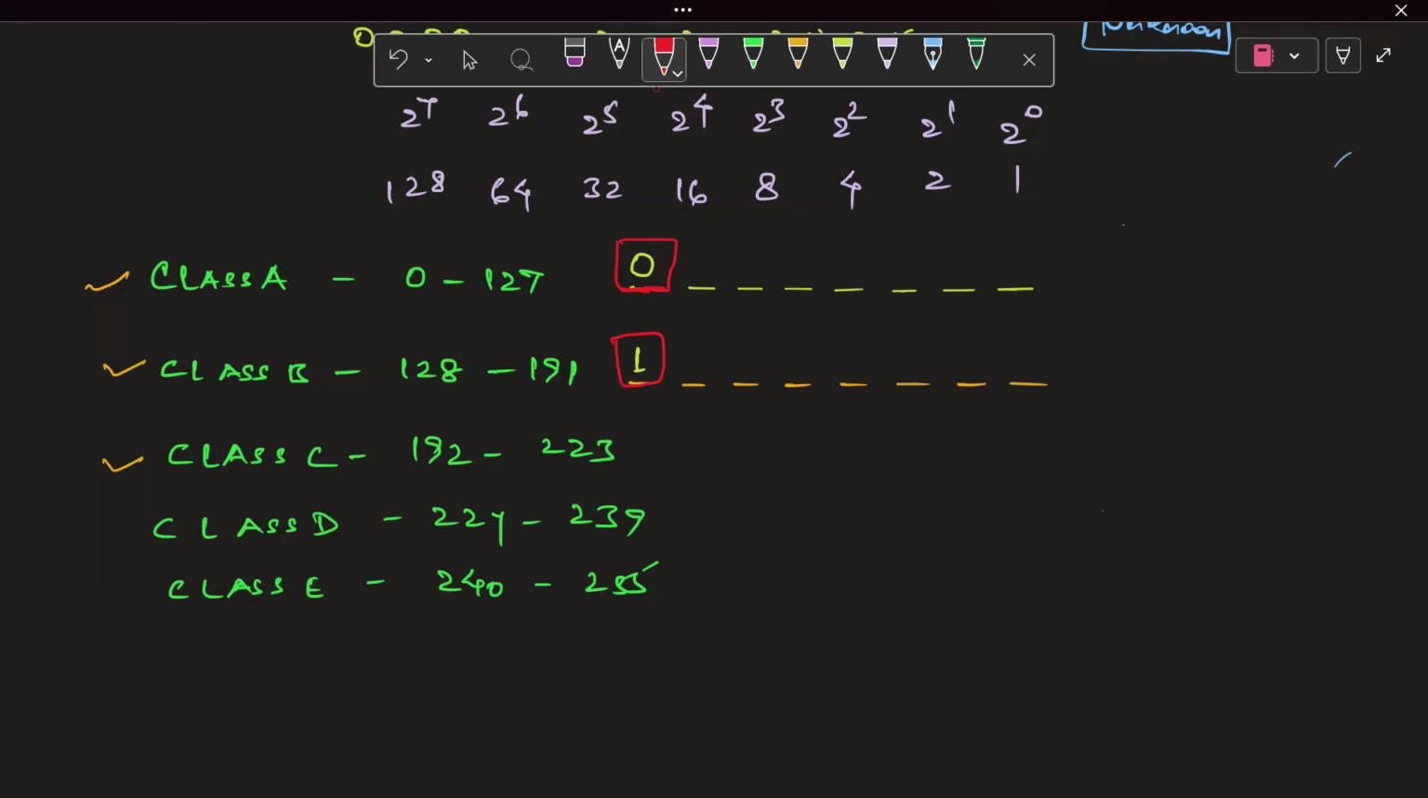Next, what is the last range? 191. Now see, what is the second bit? 64. If you make it 64 also, then you add 128 plus 64. What value will you get? 192. And if I get 192, I will come to which class? Class C. I have to be in class B. So I am not going to use this one, I will make it zero, and I will fix this.